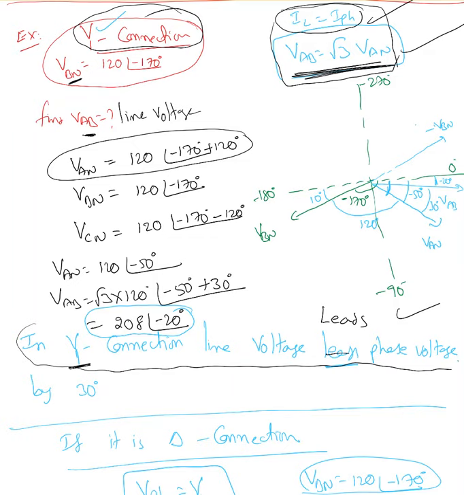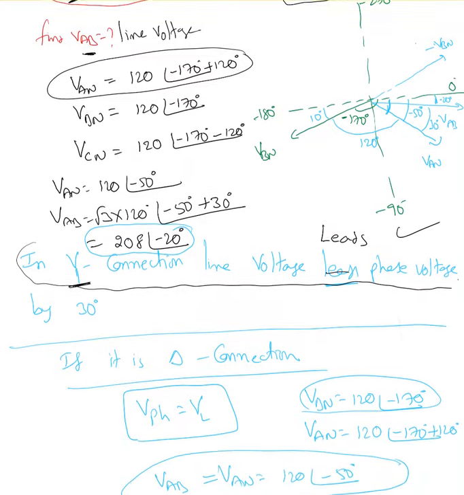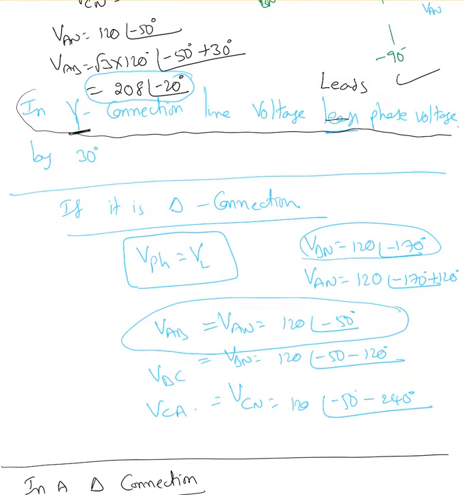Okay, now for example, if this is a delta connection instead of Y, in delta you immediately need to know phase voltage equals line value. So if the given value is VBN, VBN equal to 120 at an angle of minus 170, what will be VAN? VAN equal to 120 at an angle of minus 170 plus 120. So VAN comes first, then VBN, then VCN. Okay, so in delta, phase and line values are the same, so VAN must be VAB, which is 120 at an angle of minus 50 degrees.